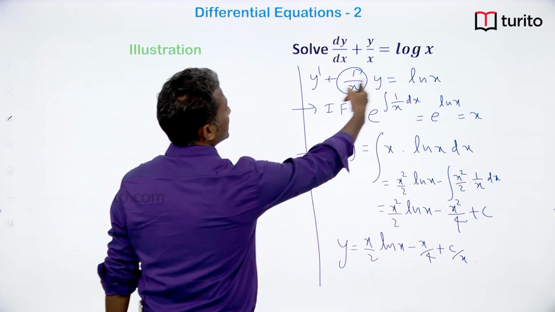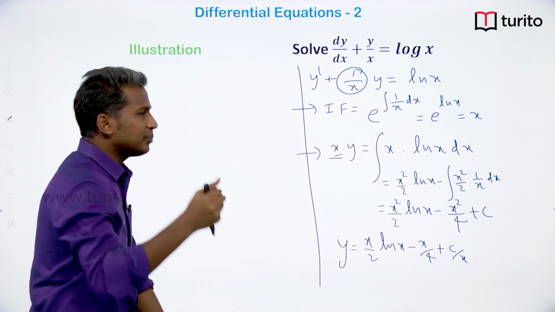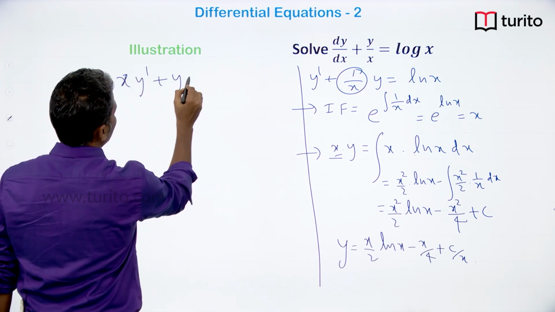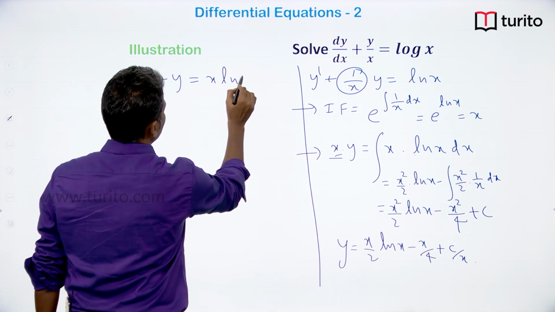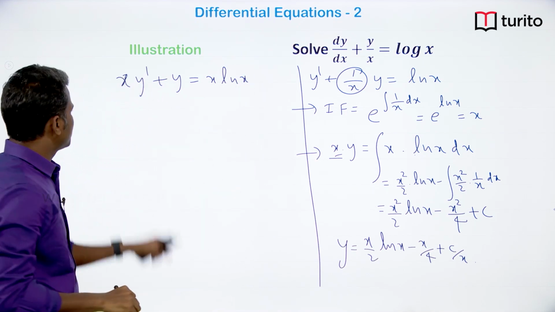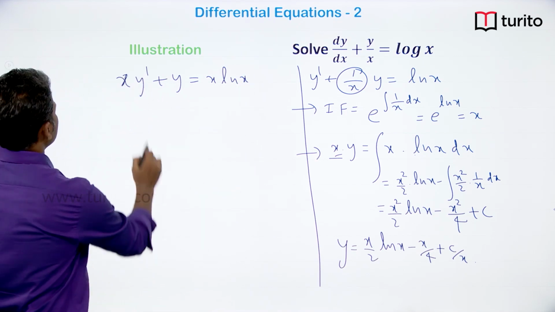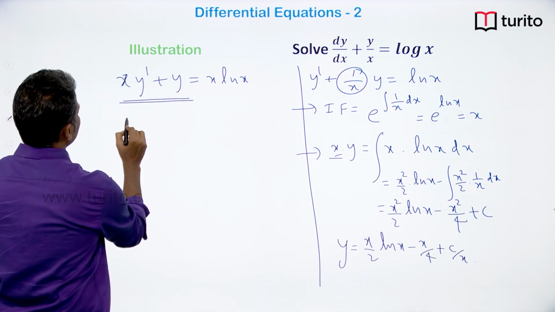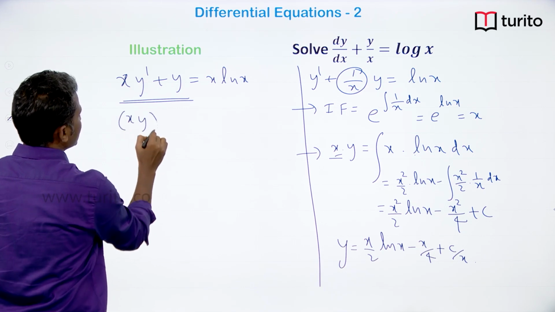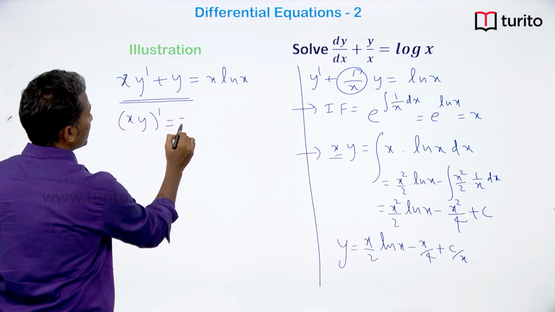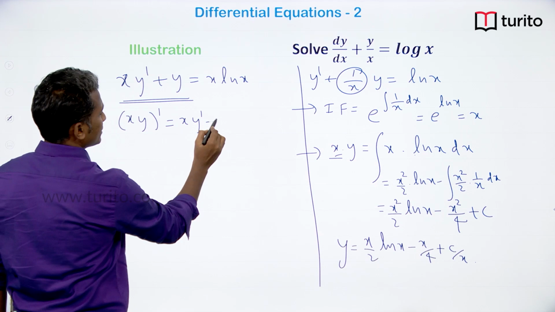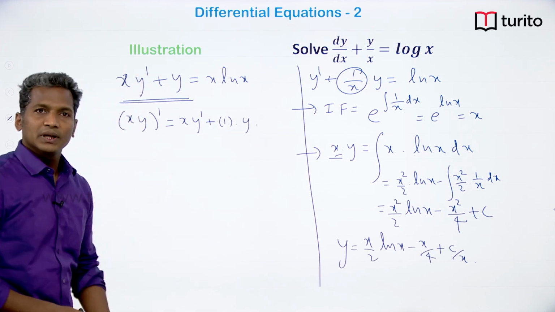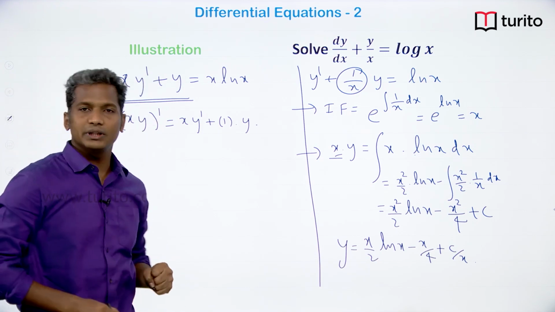When I multiplied this with x, what actually happened was this: x into y dash plus y is equal to x into ln x. Now when I observe the LHS, it is basically a perfect derivative. Perfect derivative means if I differentiate x into y dash, what am I going to get? x into y dash plus d by dx of x, which is 1, into y. That is exactly the term that we got in the LHS.